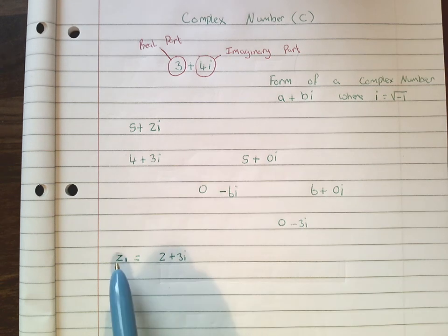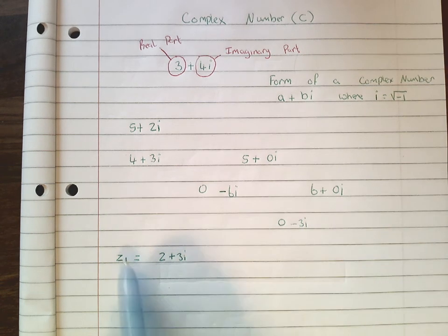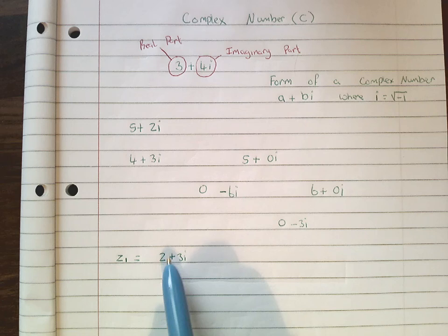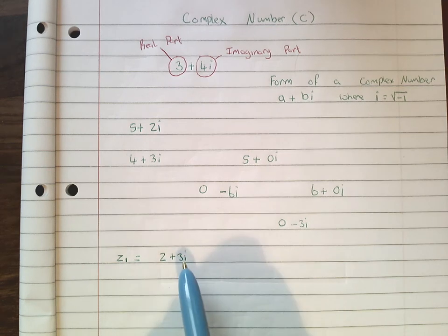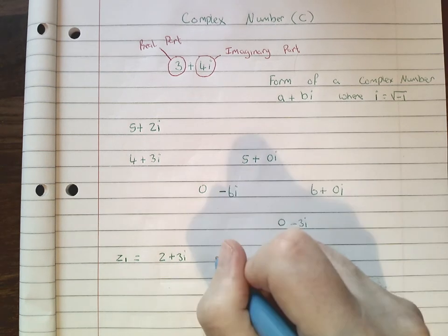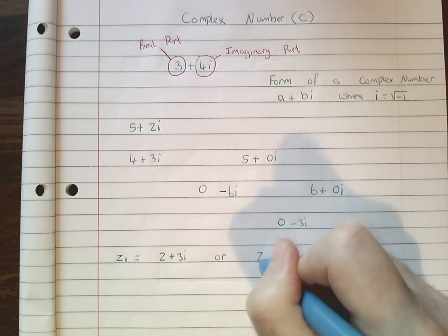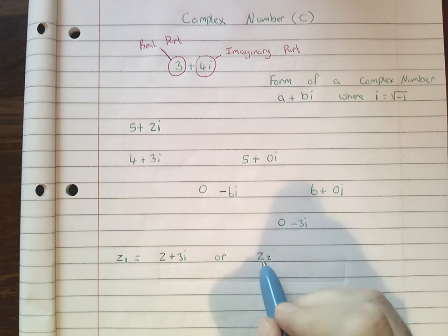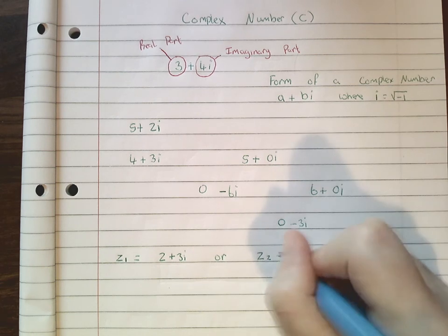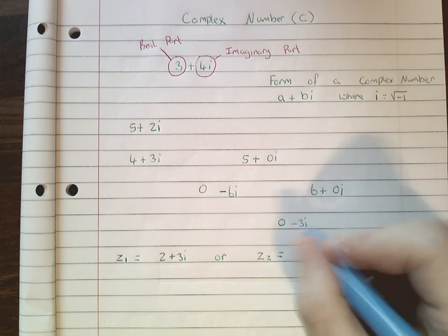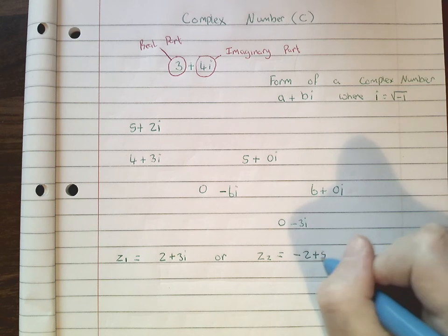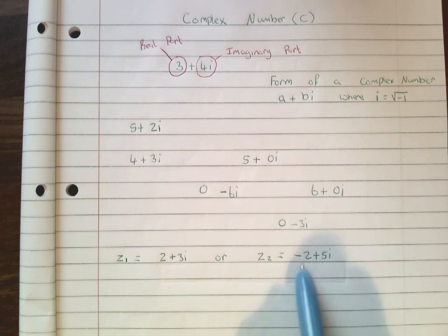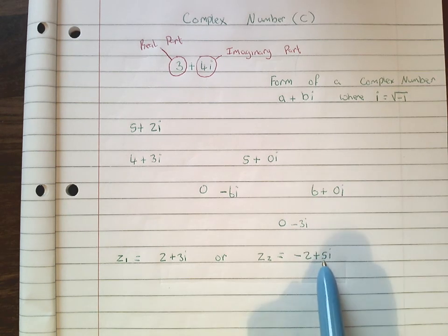Okay, so this z1 is a placeholder for this complex number, which has, remember, 2 as the real part, and then the 3 is the imaginary part. So you could have something like this as well. So z2, that's just a representation for a complex number. z2 is equal to minus 2 plus 5i. So again, this is the real part, and this is the imaginary part here.